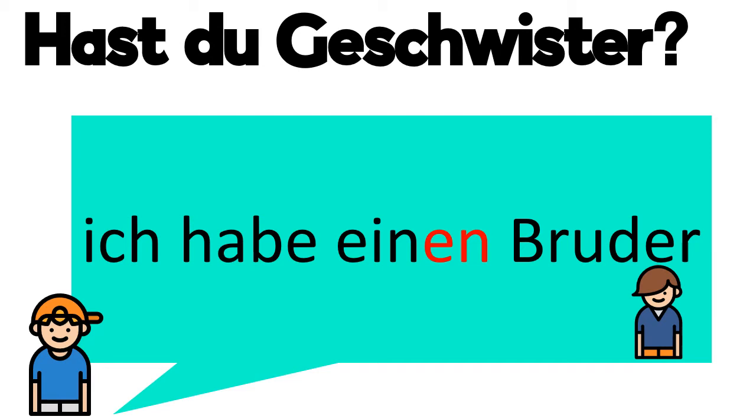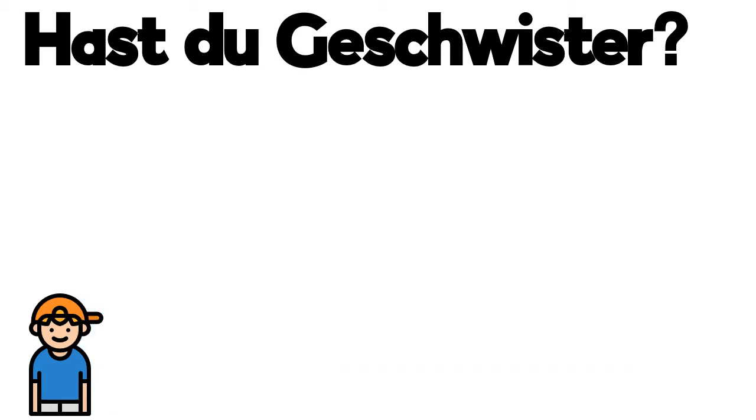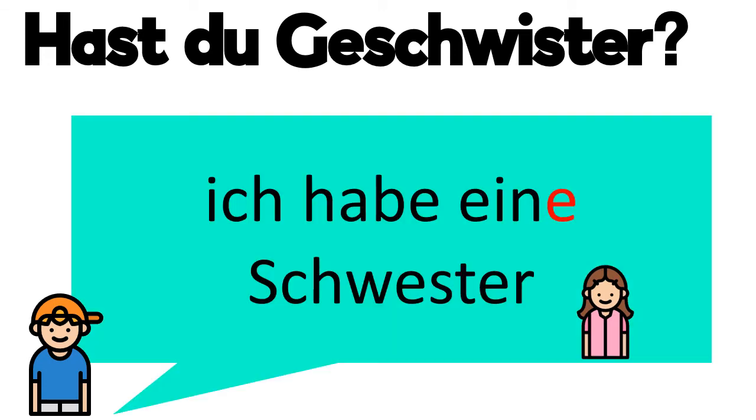Okay, there's an en on the end of the word ein there. It's because it's a masculine word. Okay, so ich habe einen Bruder. I have a brother. If you've got a sister, ich habe eine Schwester. So I have a sister. Ich habe eine Schwester.